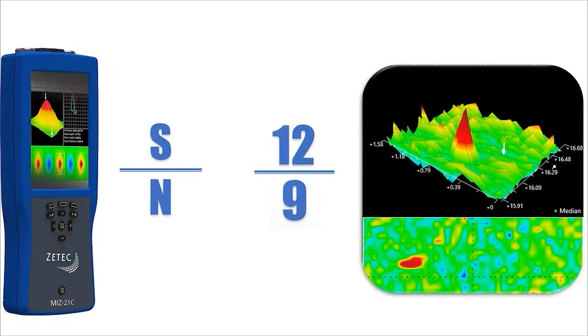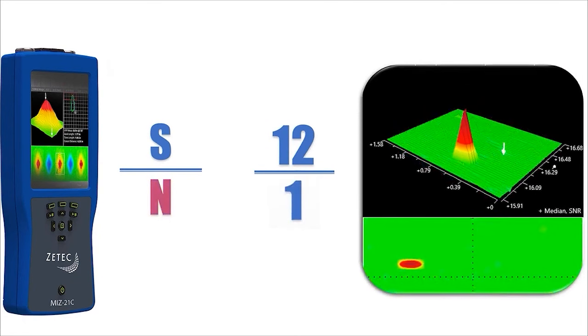As you can see, the SNR filter on the MIZ 21C can reduce the N, or noise part of the ratio, without affecting the S, or signal part of the ratio, therefore giving you a better SNR. Now you can increase the POD of the exam, you can look deeper into your data, and make the analysis of your data easier.